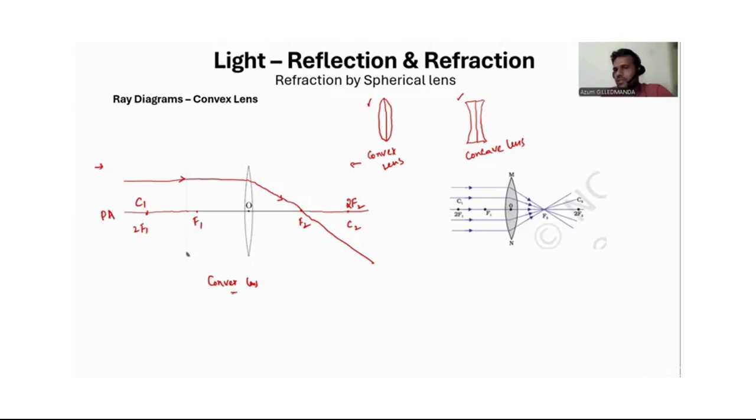Like that, if you see in the diagram here, if a parallel beam of light is incident on the convex lens, it is converging at F2, that forms a point image at F2. So let's look at how the parallel ray behaves, how the inclined ray behaves, all that stuff, right? So this is about the convex lens.